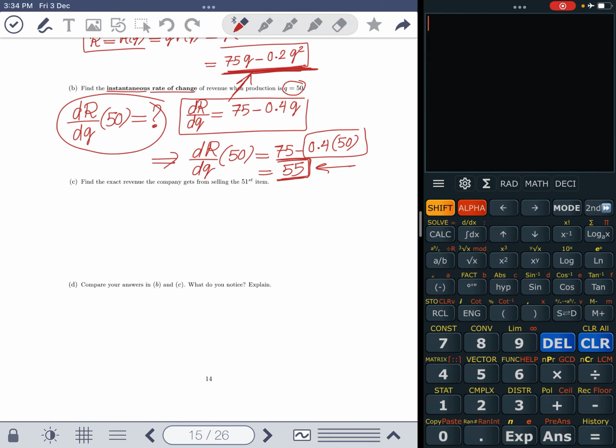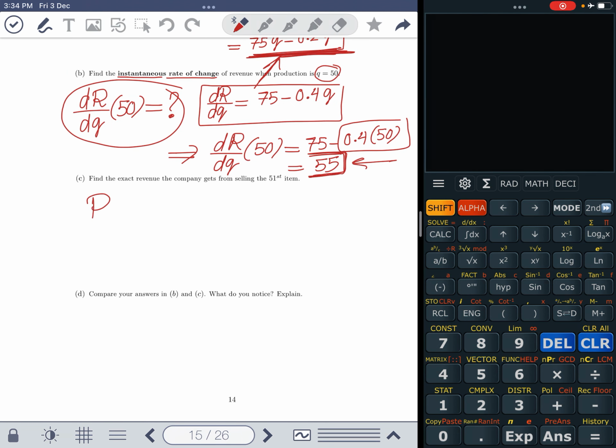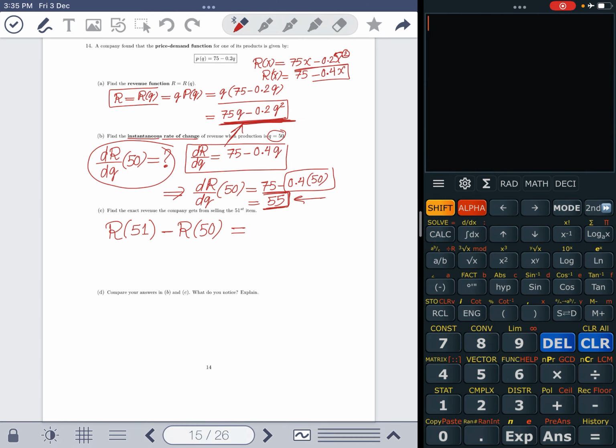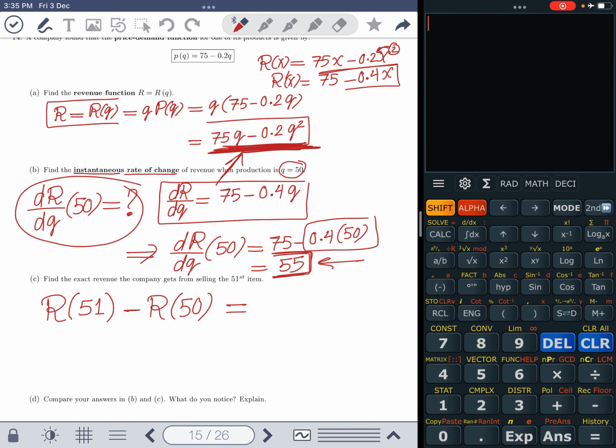Good. Now find the exact revenue the company gets from selling the 51st item. So the revenue from the 51st item will be the revenue from selling all 51 items minus the revenue from selling the first 50 items. This will give you exactly how much revenue you get just from the 51st item. So just replace in R. R is here, I'm going to do it.